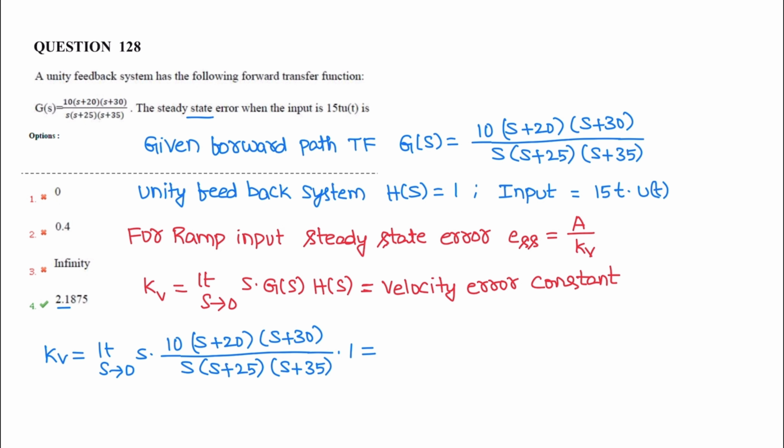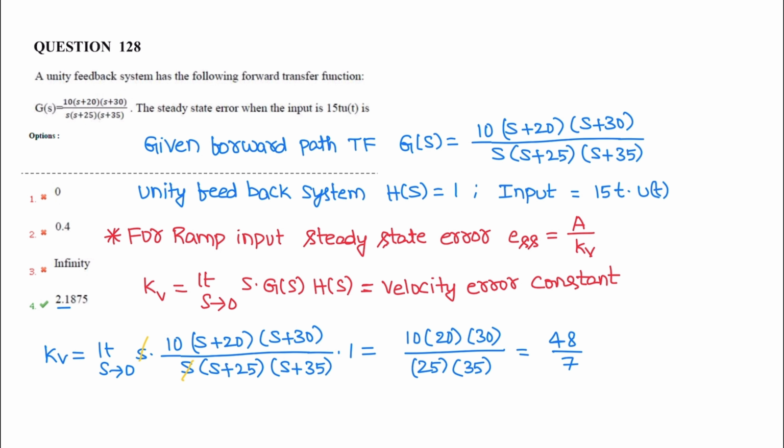We know that for a ramp input, the steady state error is given as ESS equal to A by kV, where kV is the velocity error constant, limit s tends to 0, S into G of S H of S. First we will calculate kV, limit s tends to 0, S into G of S, and H of S is 1. The S gets cancelled and substituting S equal to 0, we have 10 into (0 plus 20)(0 plus 30) divided by (0 plus 25)(0 plus 35). Its value is 48 by 7.